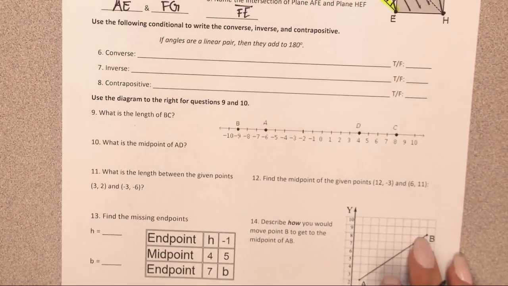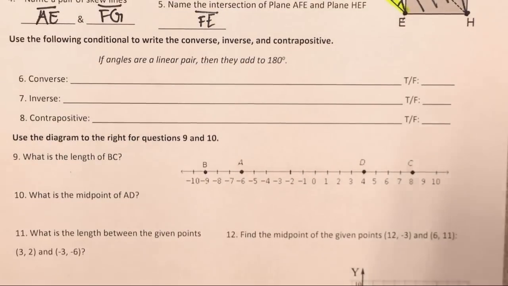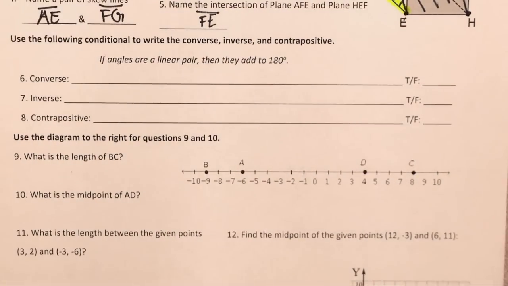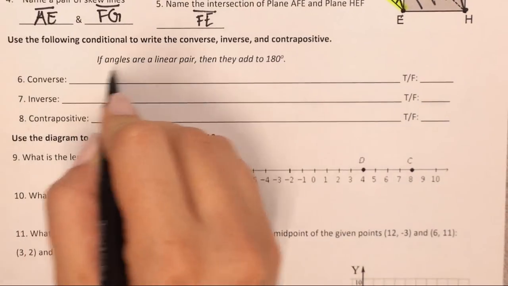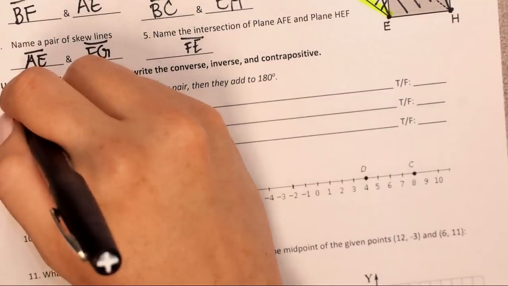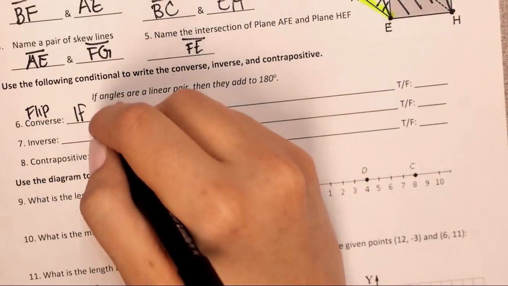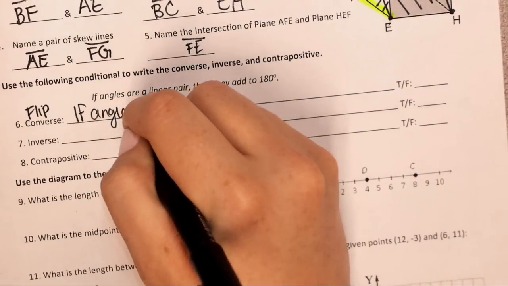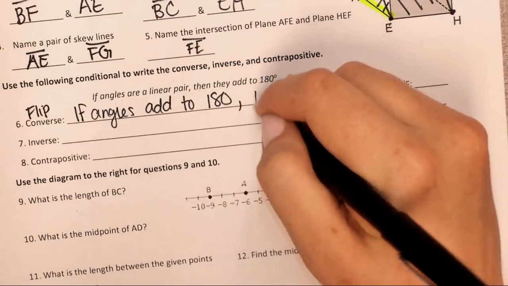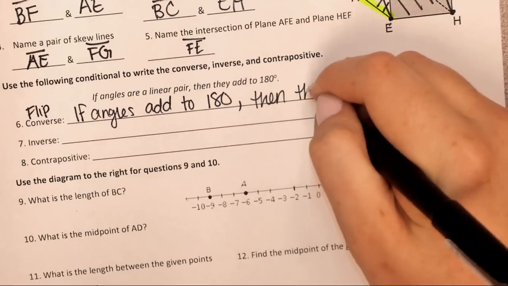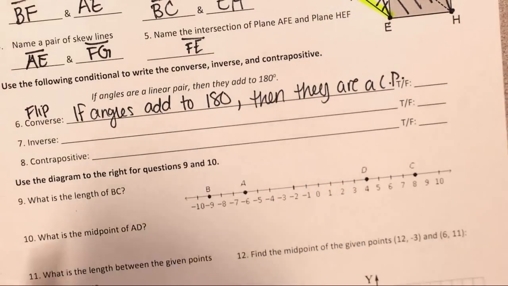All right, use the following conditional to write the converse, inverse, and contrapositive, and then it also wants you to determine if it's true or false. Okay, so this is if angles are a linear pair, then they add to 180. The converse flips it. So this would say if angles add to 180, then they are a linear pair. I'll do true, false at the end.